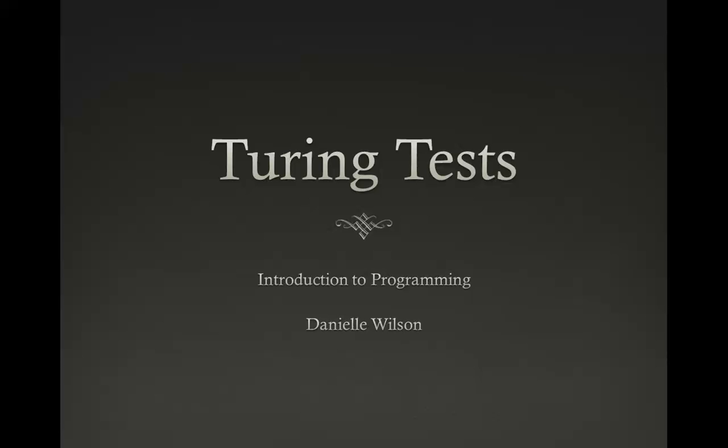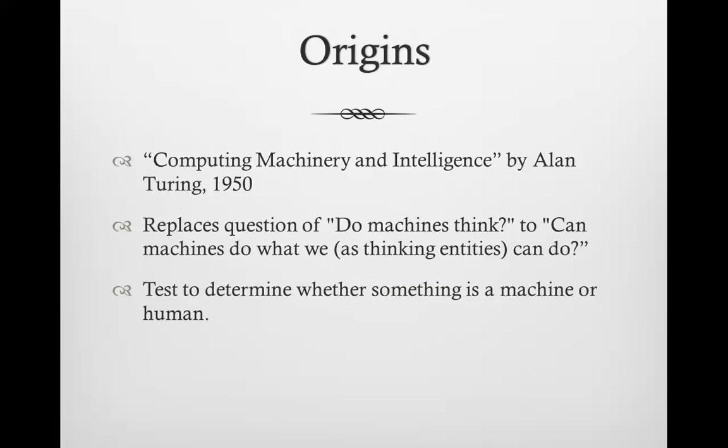So I'm going to be presenting on the Turing test. The Turing test was developed by Alan Turing in his 1950 paper, Computing Machinery and Intelligence. He was looking at the idea of artificial intelligence in a way that was more testable, and so he replaced the question of can machines think with can machines do what we as humans can do? So the Turing test is a test to determine whether something is a machine or a human.